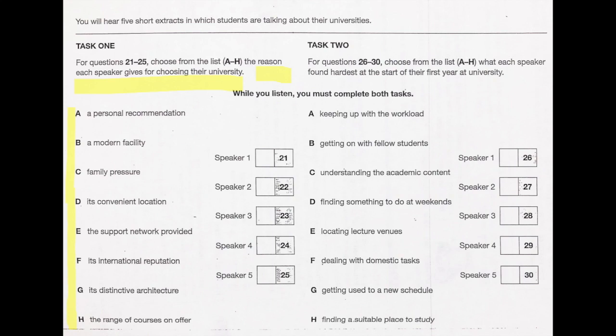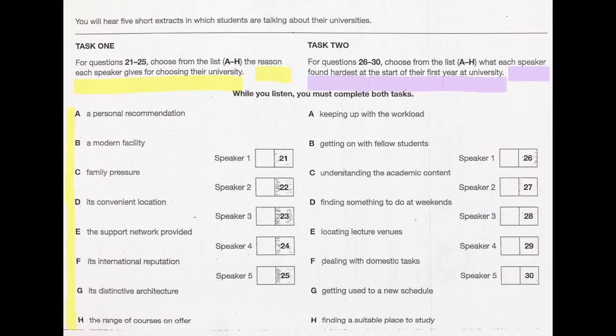On the right side, you've got task 2, what each speaker found the hardest about their first year. Same thing, below you've got 5 questions, 8 answers. A good test will never give you the same amount of choices as questions. That would be too easy, then you could just keep marking them out until you had none left. So testing 101, be ready for more answer choices than necessary.